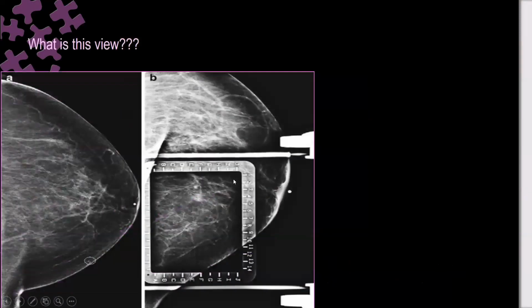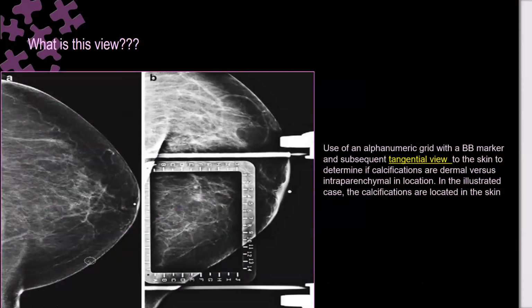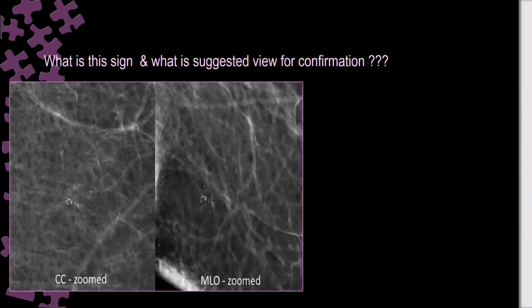And here, sometimes you need to localize skin calcifications or a lesion in the skin to make sure is it within the skin or inside the breast. Okay, so what is the difference between these two images? This is zoom view, MLO and CC view. We discussed last time, just to remind you about it. What about this calcification? Do you remember?